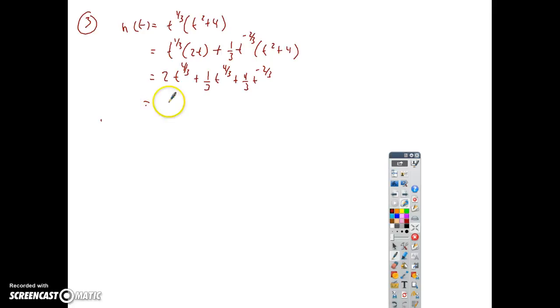Add those up, I get 7/3 t to the 4/3 plus 4/3 t to the negative 2/3. Again, I would use the power rule on that one.